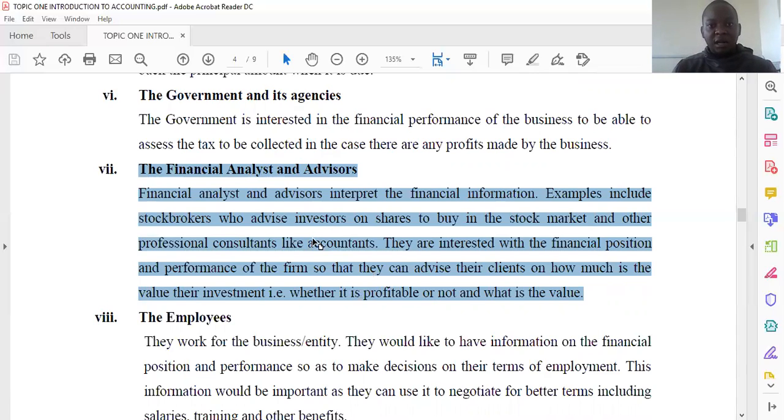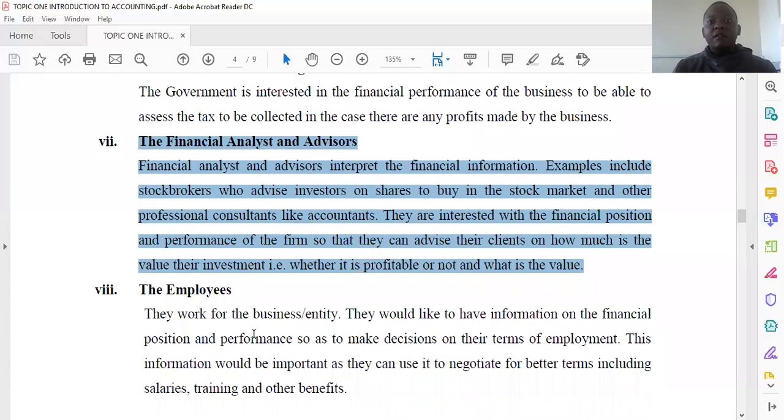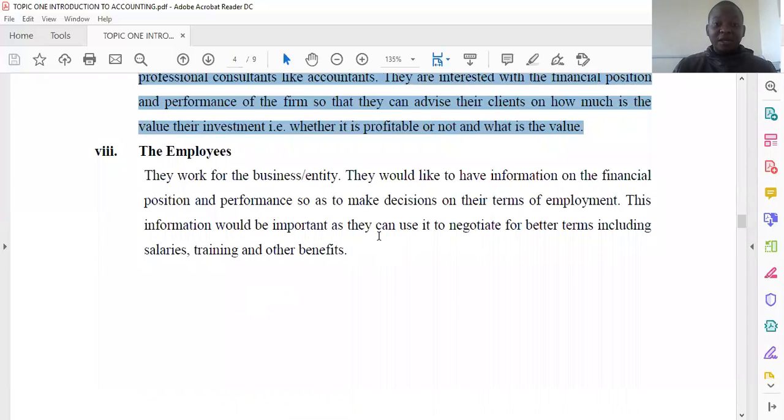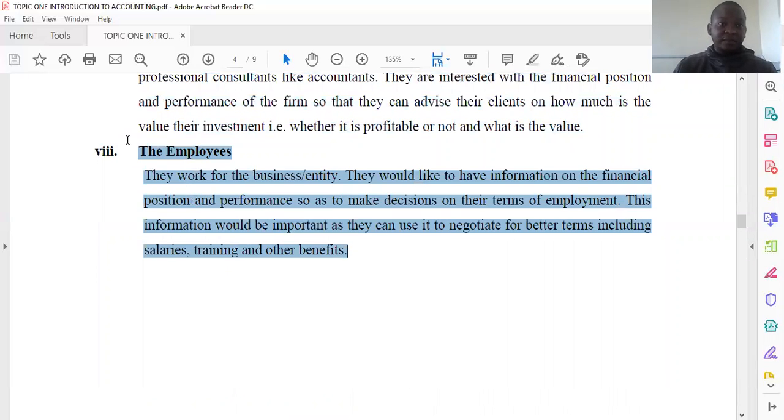So financial analysts and advisors interpret financial information. Examples of financial analysts we have are stockbrokers, who advise investors on shares to buy in the stock market, or other professional consultants like accountants. They are interested in the financial position and performance of the business so that they can advise their clients on how much their investment is worth, and whether it is profitable or not. And then we have employees as users of financial statements.